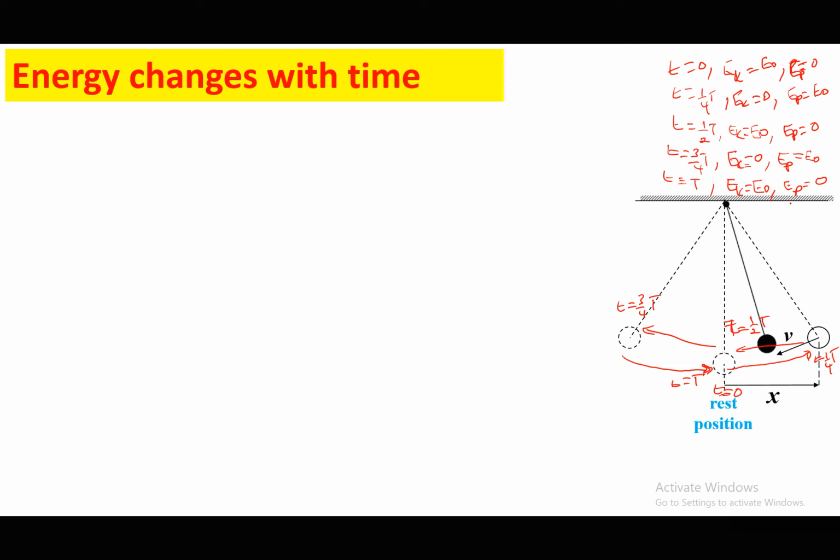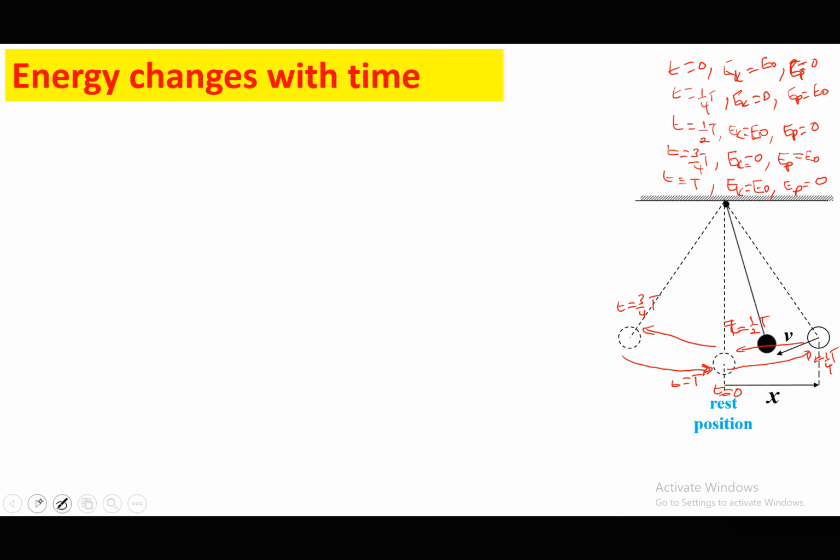However, in all cases, in the first case, total energy is going to be E naught plus 0. Second case, total energy is E naught plus 0. In all cases, total energy is simply the sum of kinetic plus potential. So it is still going to be a horizontal line.